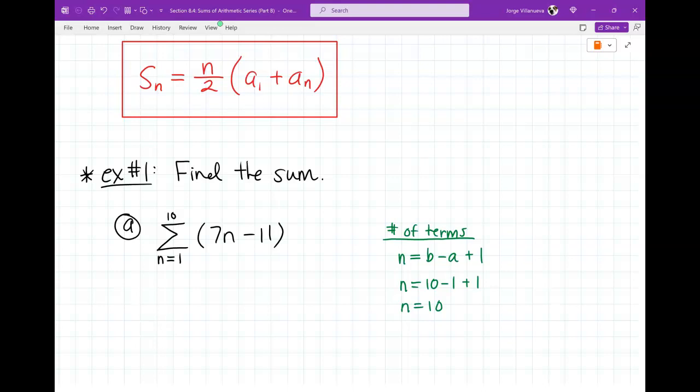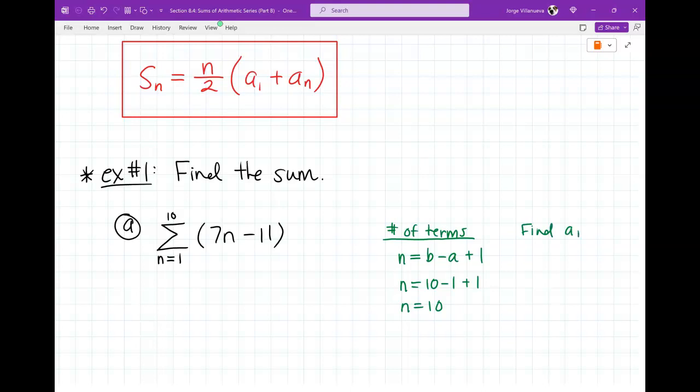Okay? So whenever there's a 1 on the bottom, then n equals the top number. But if the number on the bottom is different, then we have to use this little formula. So just to get used to it, let's use the formula to begin with. Okay? So that's how you find your n value. Now I've got to find my a sub 1.